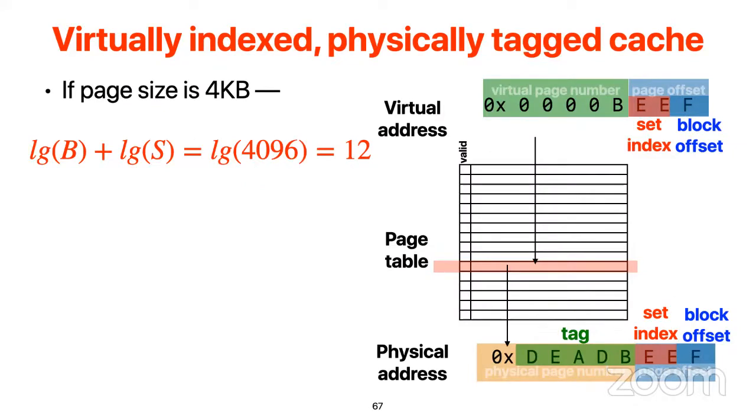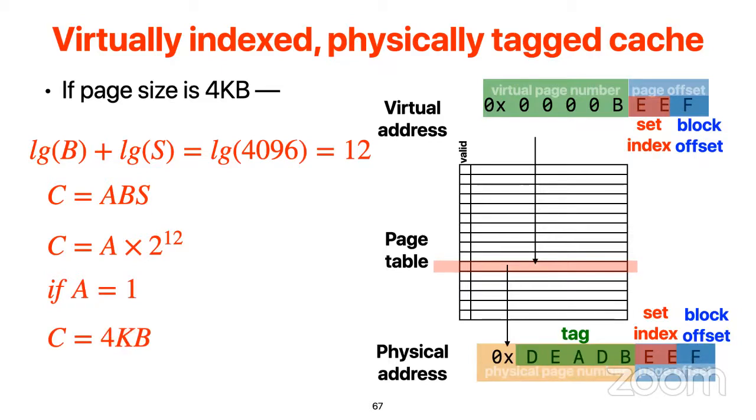However, as you can imagine, because you have to make sure that your set index and block offset completely fit within your page offset, it puts some constraints on your cache configuration. And if you remember C equals ABS, it's not too difficult to figure out that if you only have a direct-mapped cache, your cache capacity can only be 4 kilobytes if you want a virtually indexed physically tagged cache.